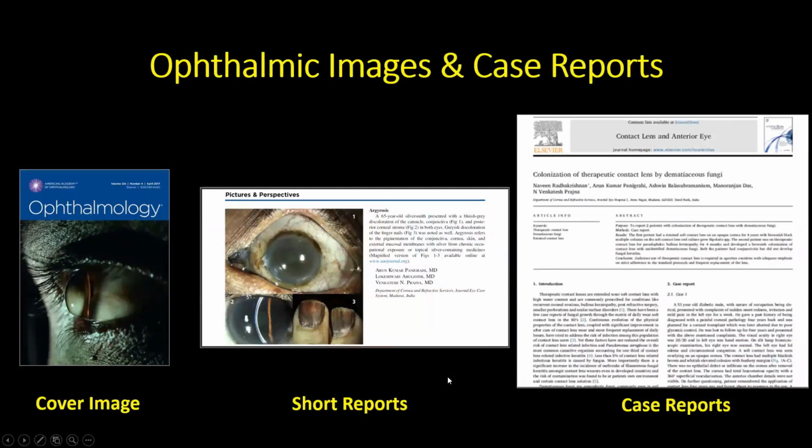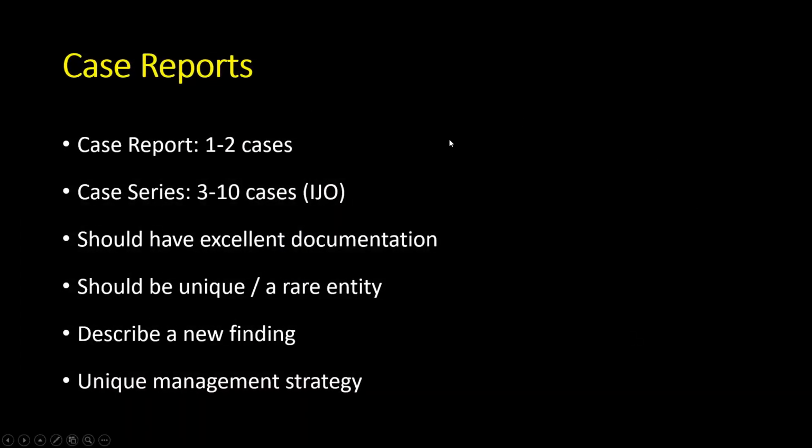So now coming to the proper case report. If you have 1 to 2 cases, you write it as a case report. 3 to 10 cases, it is a case series. More than 10 cases, you can write it as a retrospective or a prospective study. For IJO, it's 3 to 10 cases. For cornea, it varies. You should have documentation. It should be a unique or rare entity. You can't write about 10 cases of mature cataract. Or it could be something that is already there where you found a new finding, or something already there for which you have developed a new management strategy.